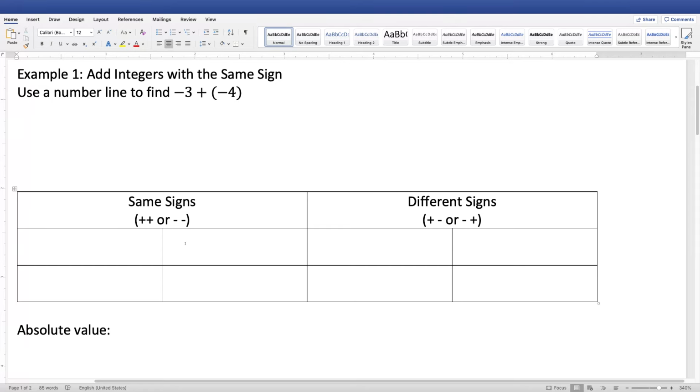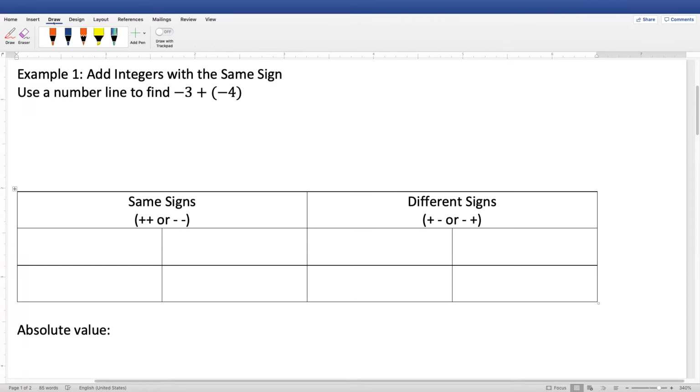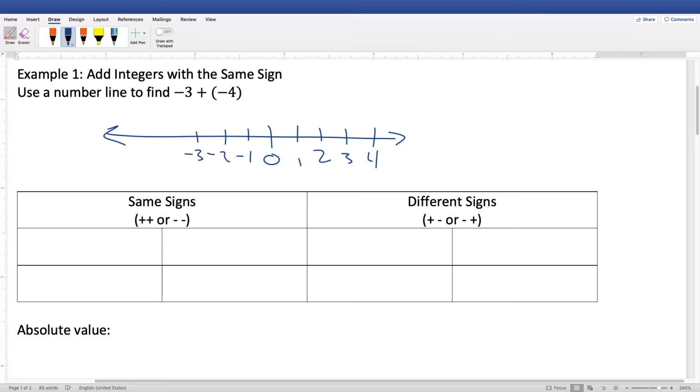Okay, so the first thing you need to do is draw yourself a number line. So I start with 0. Positive numbers, do they go to the right or to the left? To the right. So 1, 2, 3, 4. Negative numbers are going to go to the left. -1, -2, -3, -4, -5, -6, -7.